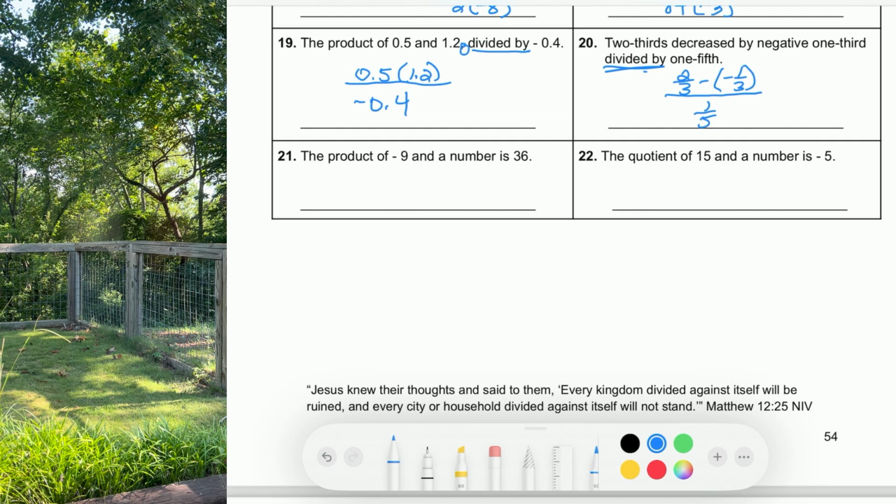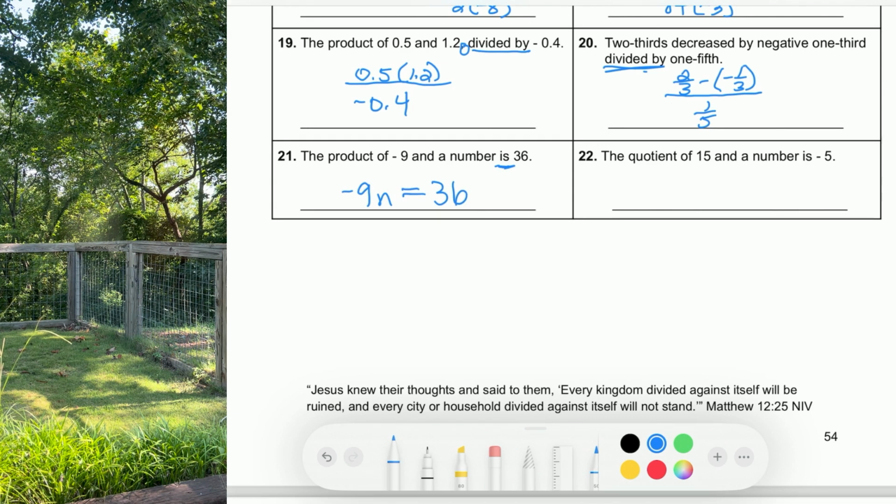Number 21. The product of negative 9 and a number is 36. I notice I have the word "is," so I know I have an equation now, not an expression. So I'm going to have an equal sign. The product of negative 9 and a number tells me I'm going to be multiplying them. So that's negative 9 and some number. We don't know what, so I'm going to give it a variable, is 36.